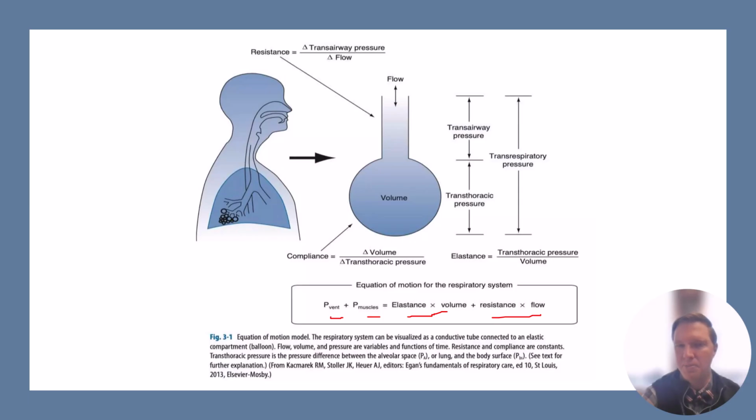So transrespiratory pressure, this is everything that was on the previous slide. I just made it look a little bit more complicated here, but ultimately we're looking at how hard it is to get a breath not only through the airways with this transairway pressure, but also to expand the airways, which is the transthoracic pressure, and all that together is transrespiratory pressure.